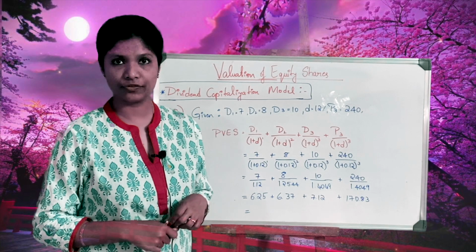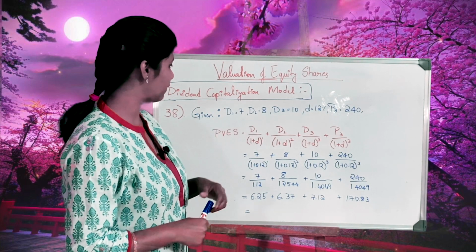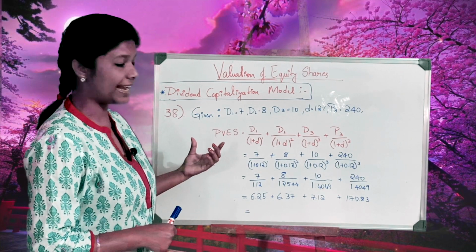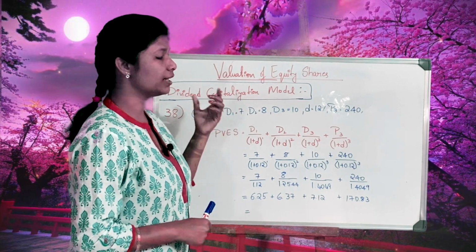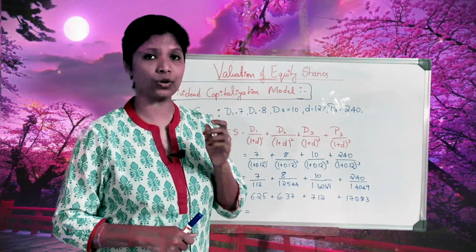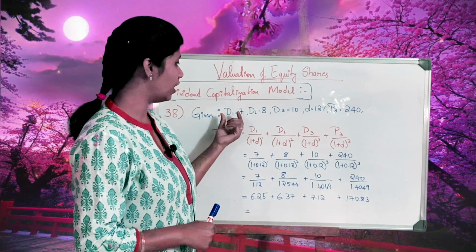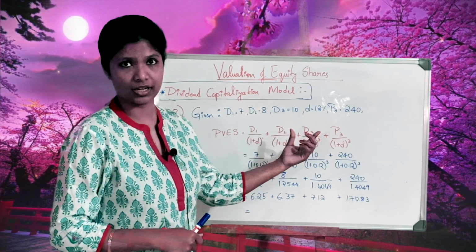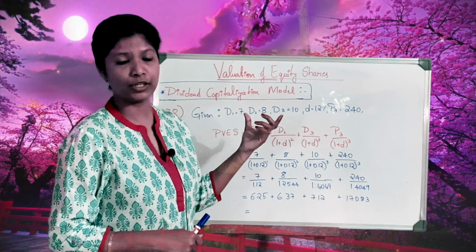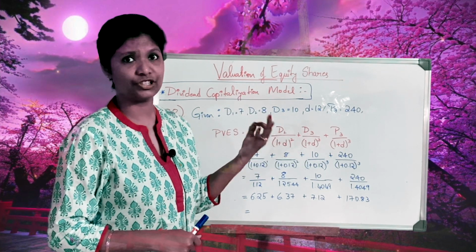Question on valuation of equity shares. Let's look at the given question. Question number 38. The equity shareholder is holding the equity share for 3 years. They have given the dividend for 3 different years. That means the period of the equity share is 3.